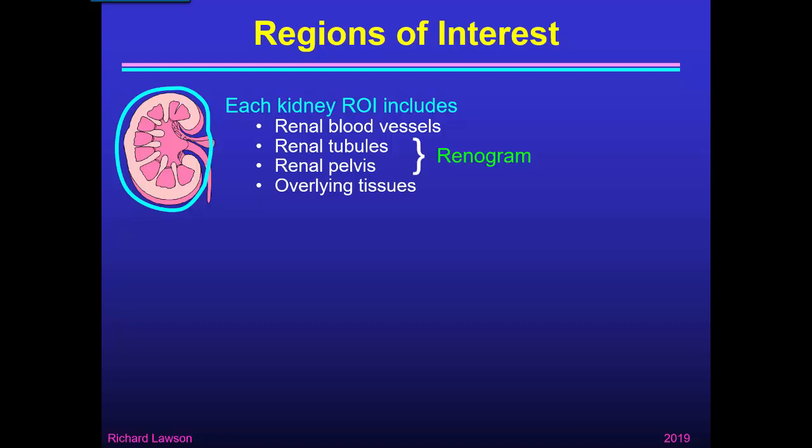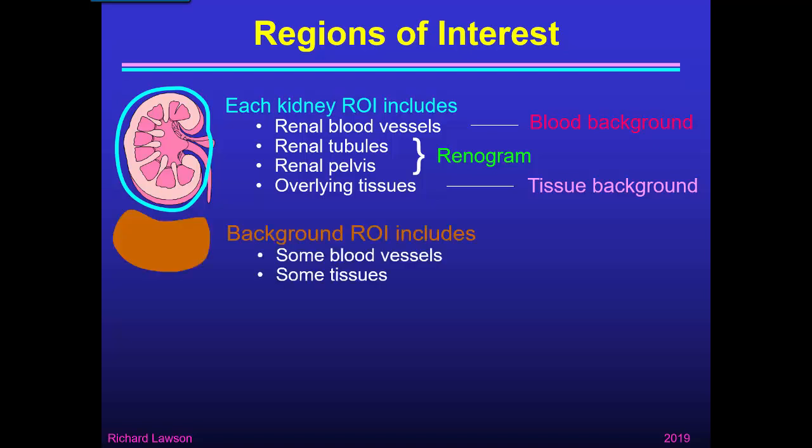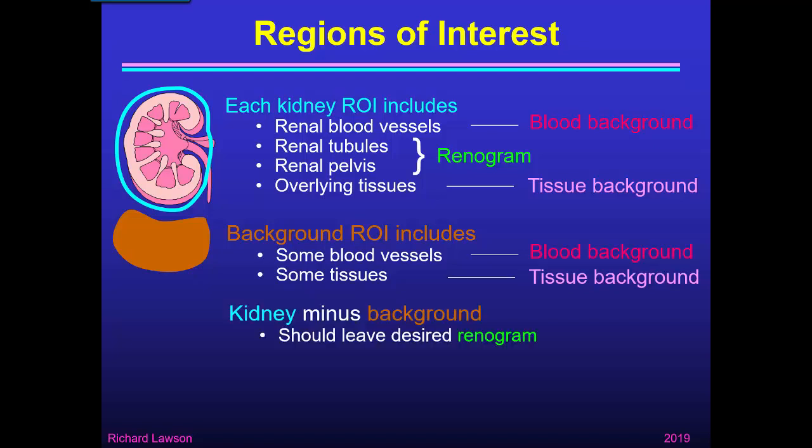the kidney. Now the model says that what we're interested in is the activity in the renal tubules and the pelvis. We're not interested in what's in the renal blood vessels because that's just blood background. The kidney hasn't done anything to remove activity from that, it's just passing through the kidney. Likewise, the overlying tissues in the patient's muscles in their back are tissue background that don't form part of the renogram. So to remove the background, if we draw a suitable background region of interest, somewhere that includes some blood vessels and some tissues representing blood and tissue background, if we get it right, we can subtract the background from the kidney to leave just the desired renogram.